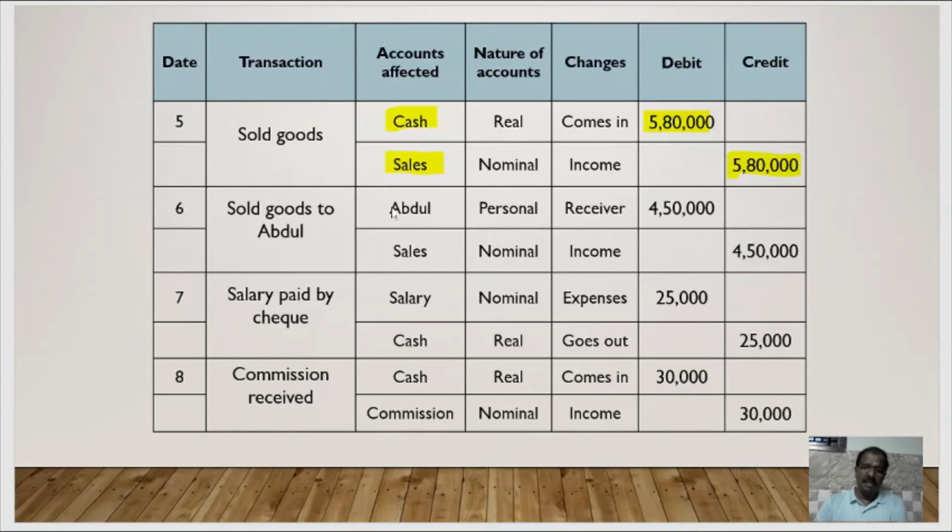So here, when I am selling to Abdul, he is the receiver. So as per the golden rule of personal account, receiver should be debited. Exclusively I had underlined and highlighted receiver also. He becomes the debtor for me. This amount would be reflected in the balance sheet under the column sundry debtors. This we would study in detail later. Sales is the revenue. As per the nominal account rule of the golden rules of accounting, income should be credited. This is how I got it.